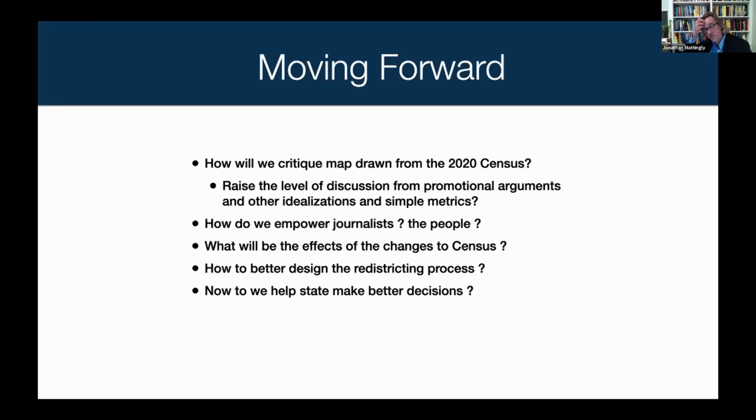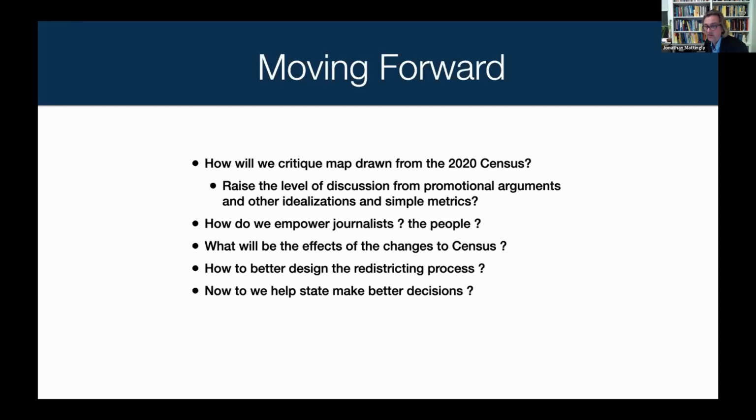I've been talking a lot with journalists in North Carolina so that they can do their own analyses, so they don't have to rely on me, so that they can be in a position where they can ask their own questions and find their own answers. But they need scientists to help them learn how to do that. What will be the effects of the changes to the census? How will differential privacy, how will different things like that affect all this? How do we better design a redistricting process?